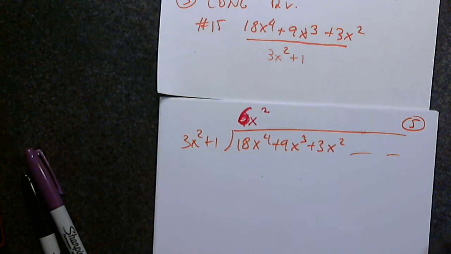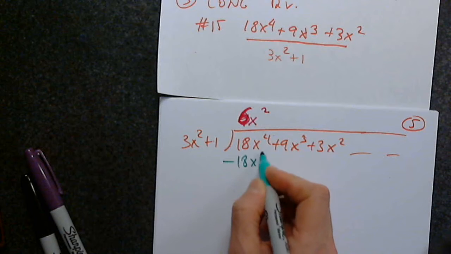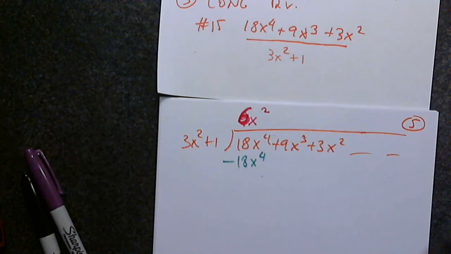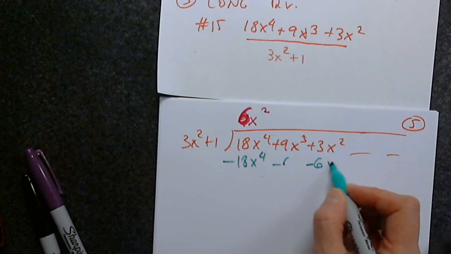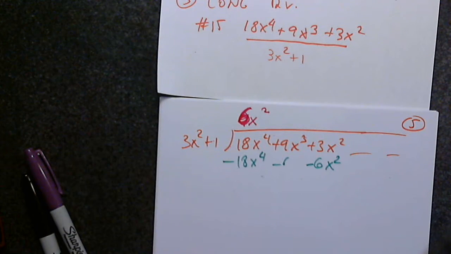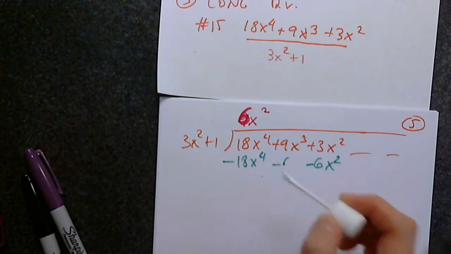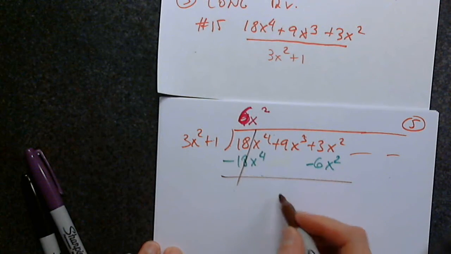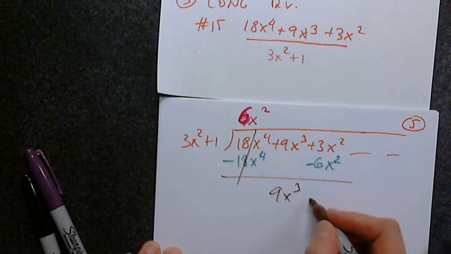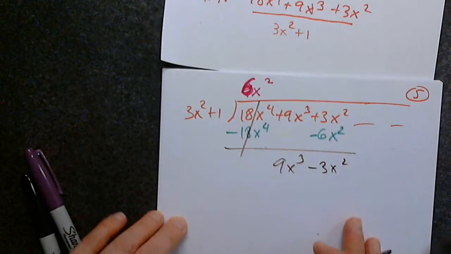So I get 18x to the 4th, but I subtract. Then I get positive 6x squared, but I have to subtract, and I have to write it under like term. Be very careful. You cannot write it under x to the 3rd because they are not like terms. Perfect. So then 9x cubed is the next in line, and minus 3x squared.